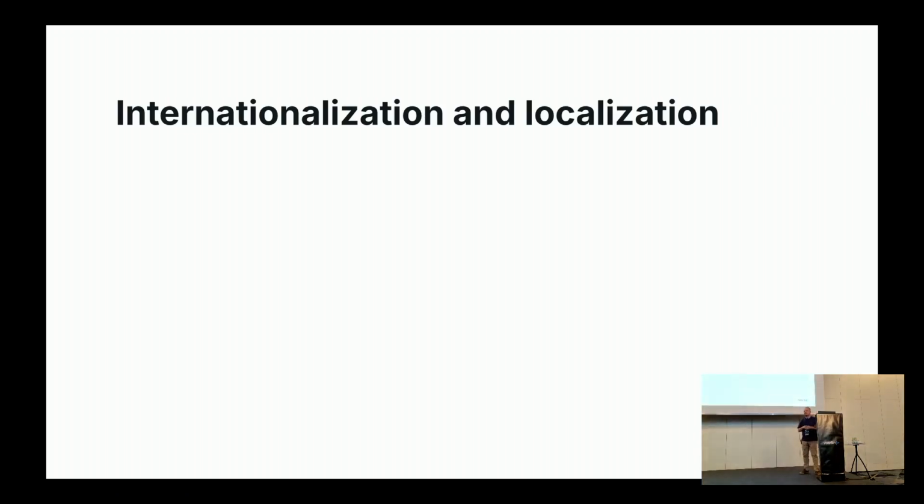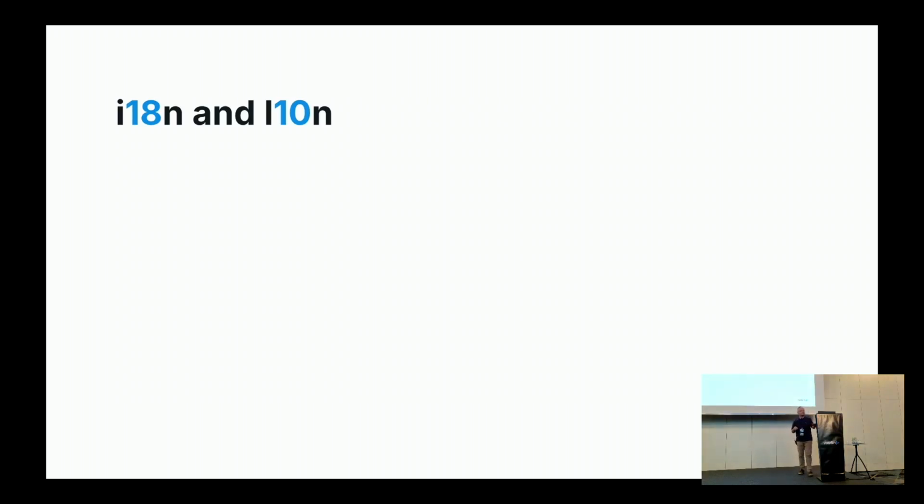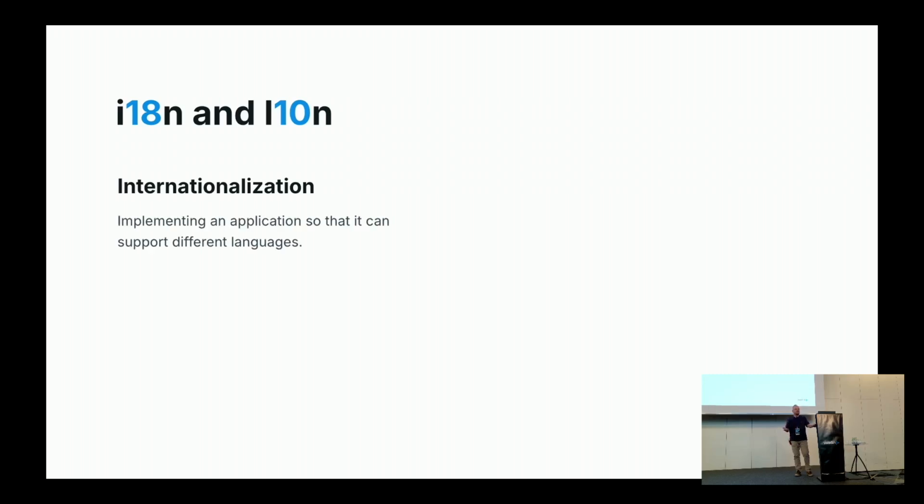So internationalization and localization, or as the cool kids call it, I18N and L10N. Let's define those terms before we start, because there's a distinction that I keep forgetting. So internationalization is basically the act of implementing a UI in a way that it can support multiple languages instead of having to just have, I don't know, like multiple hard-coded versions of each UI file for each language.